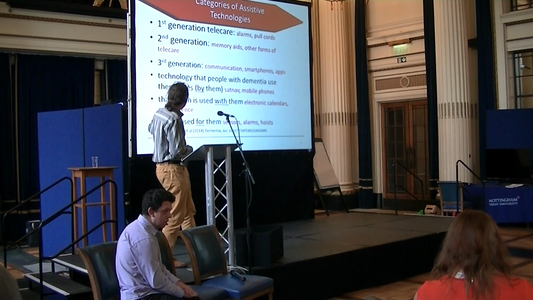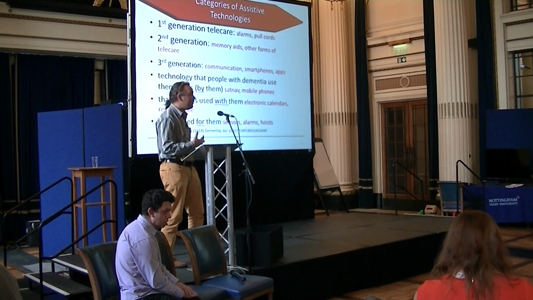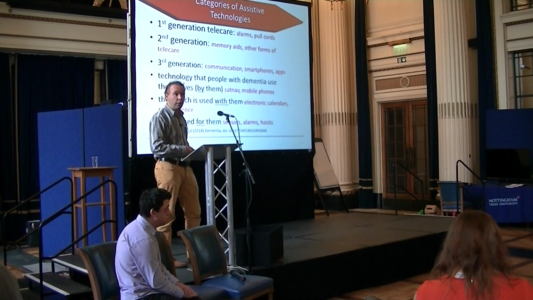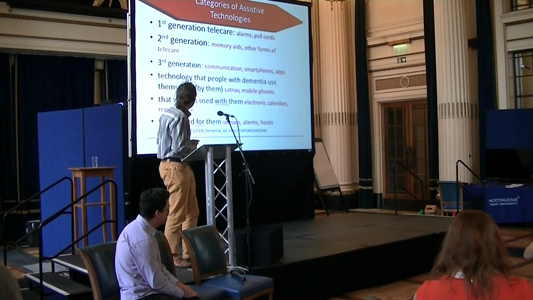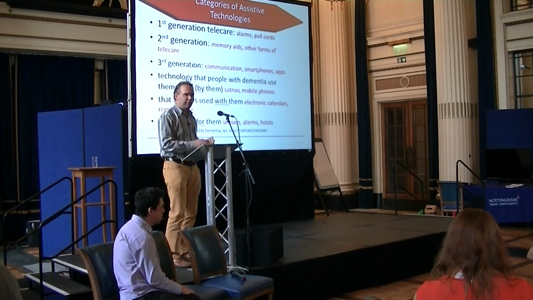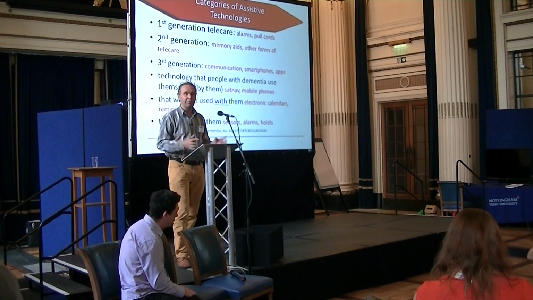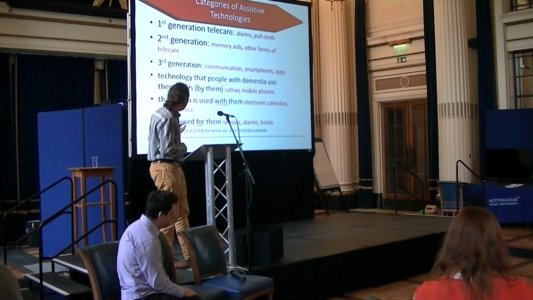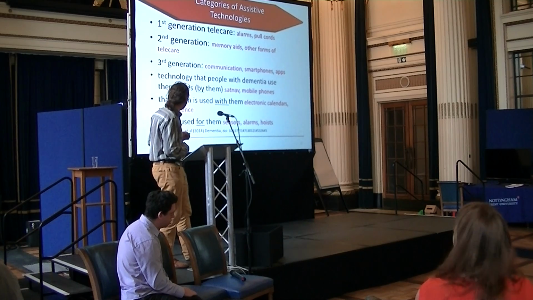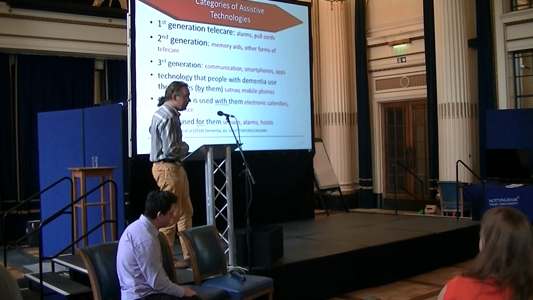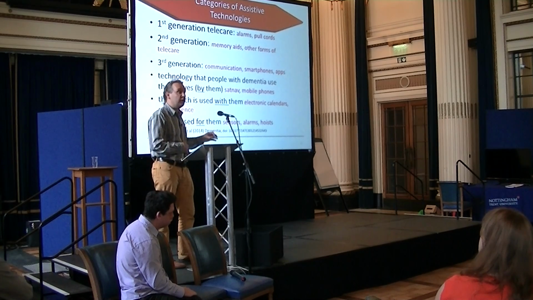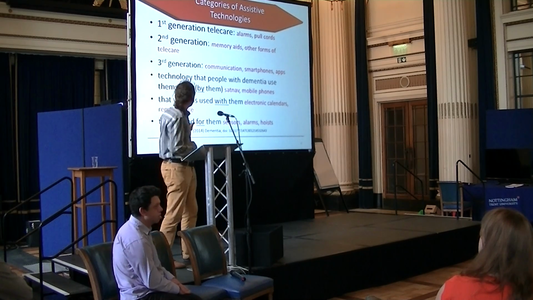But then the second generation of things like memory aids and other forms of what is conventionally called telecare, perhaps sensors in the home, which I'll give some examples of in a minute. And then third generation, some things you might not have thought about as being relevant to dementia, but communication devices and apps are very relevant here. That's one way of thinking about technologies and assistive technologies, and obviously it could apply to other fields as well.